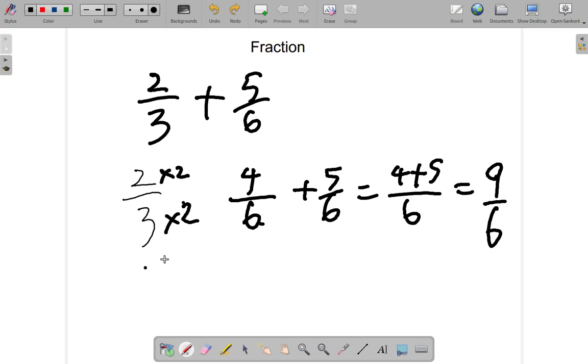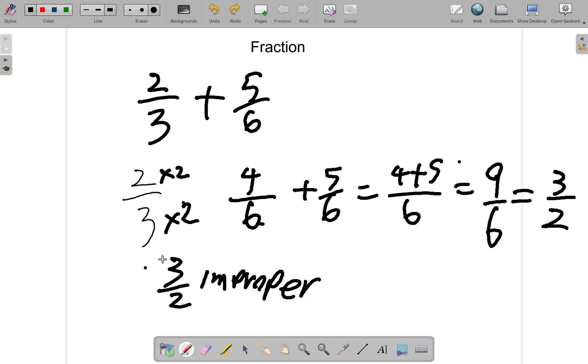you have the 9/6. If you get an answer like this and want to leave it, you could cancel it down to its simplest form. 3 into 9 goes 3 times, 3 into 6 goes 2 times. So it's really 3 halves, 3 over 2. So this is called an improper fraction because you have the numerator larger than the denominator.